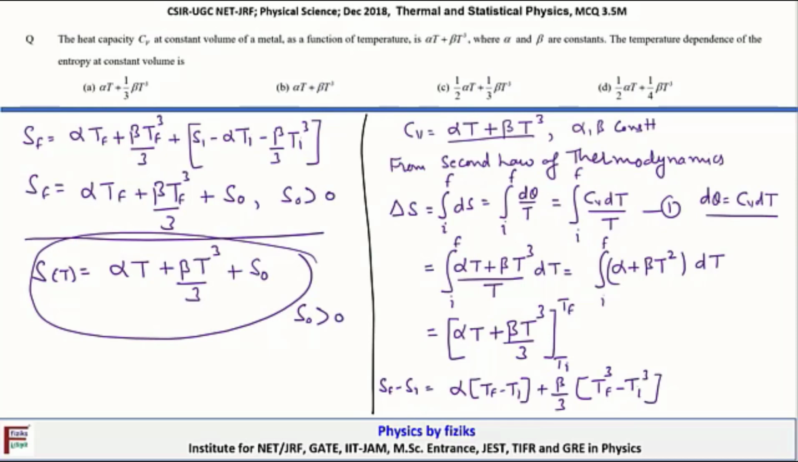But if we take a look at the options which are given to us, none of the options matches the result that we have obtained. If we just ignore the initial conditions, then the most appropriate result that matches our answer is option A. So therefore option A is correct here.